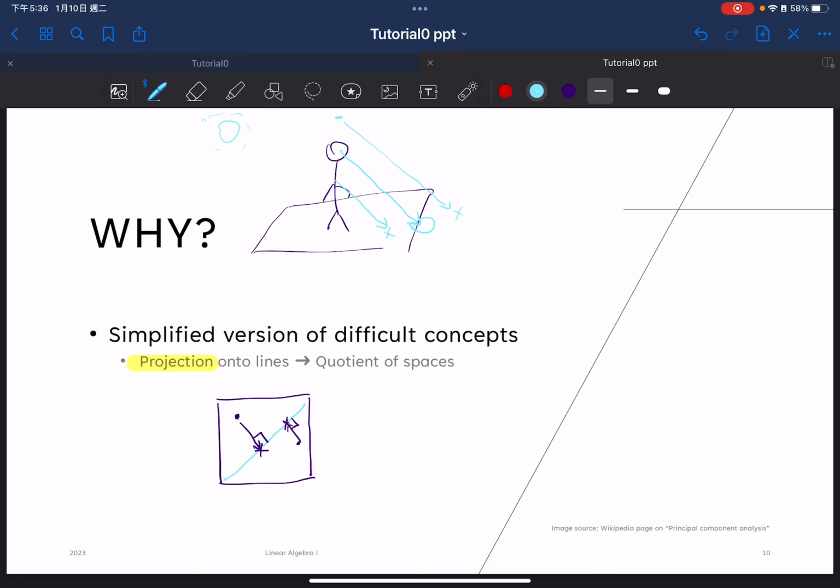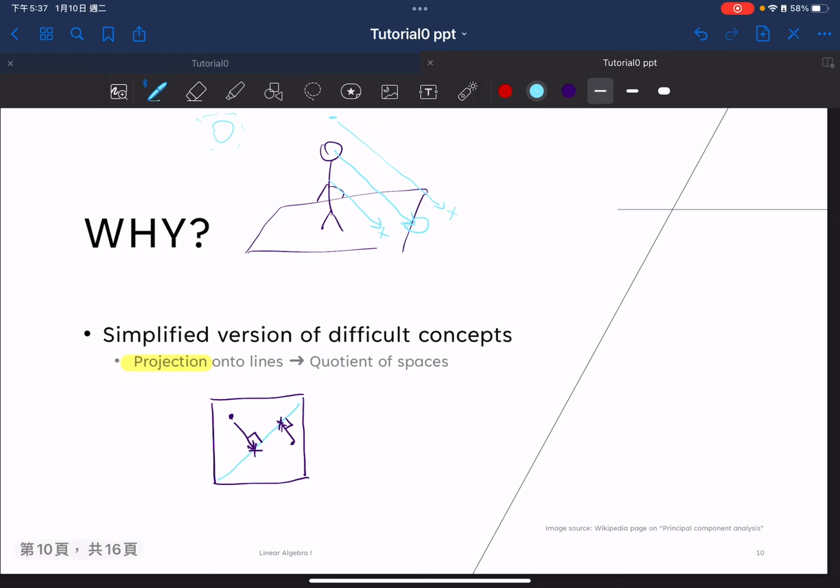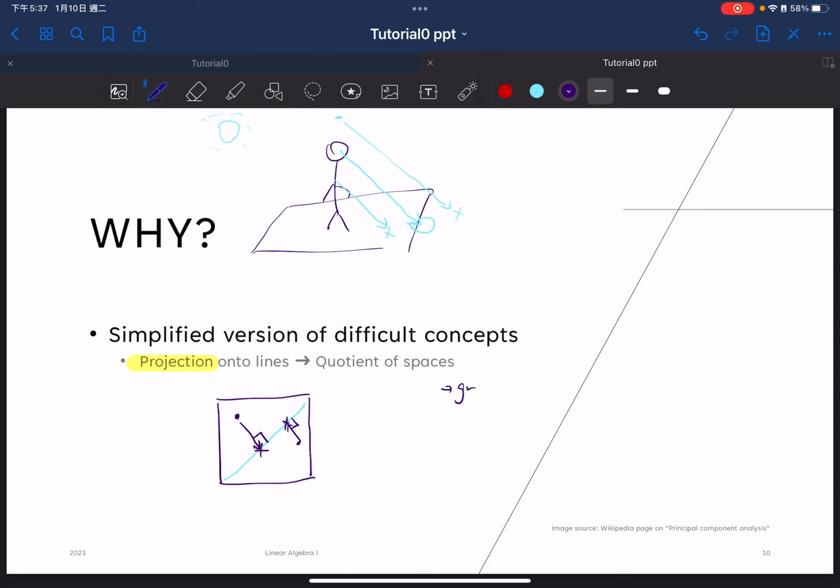But the projection here can be turned into the quotient of spaces, which is a very difficult concept. It's just not easy. Quotients of groups or rings are not very difficult, but they are abstract. How you can understand those concepts is by projections. You look at the examples that you know by heart, and then you understand the thing.